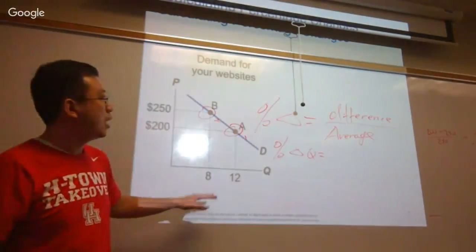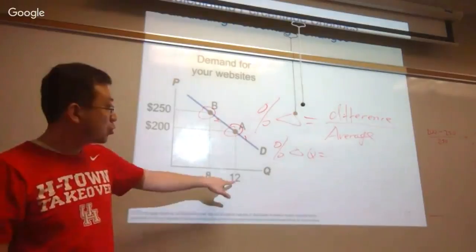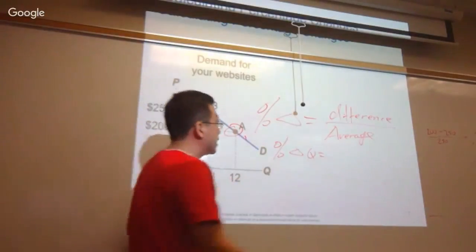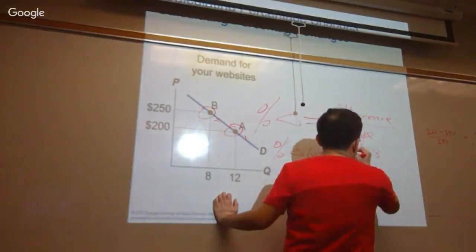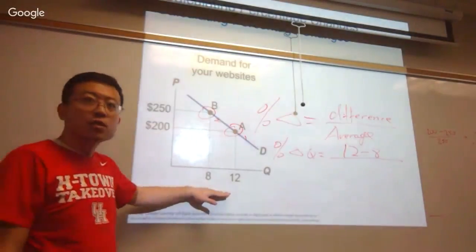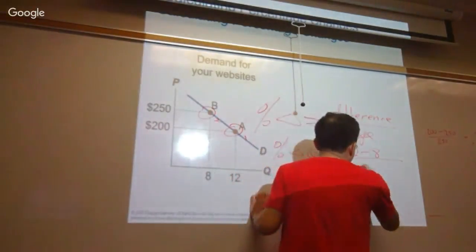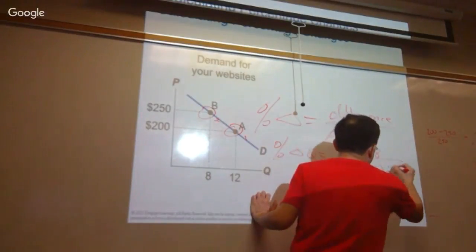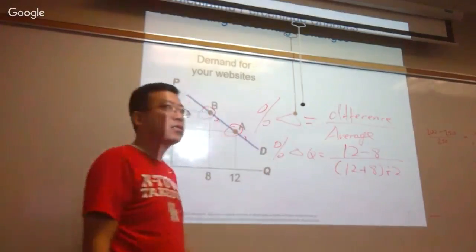Now we're going to do the difference first. We're going to do the 12 minus the 8. That's our difference. And then divided by the average between 2 points. So to find the average, we're going to use the 12 plus 8 divided by 2. And that is our average.